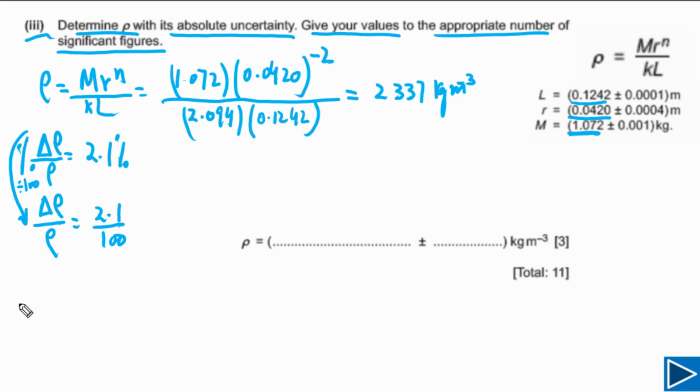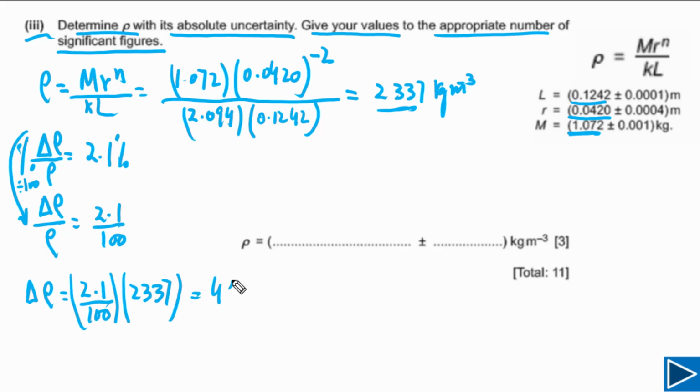Now we have the fractional uncertainty. We need to calculate delta rho. So this is 2.1 divided by 100. We have to multiply with the density, the value of density we just calculated. Just multiply with this. And our final answer in this case will be equal to 49 kg per cubic meter. I mean, this is the absolute uncertainty in density.